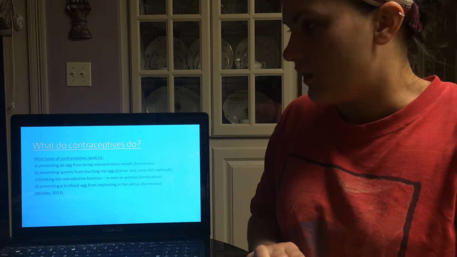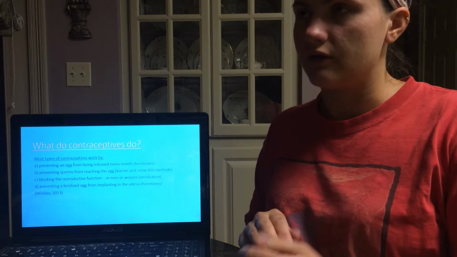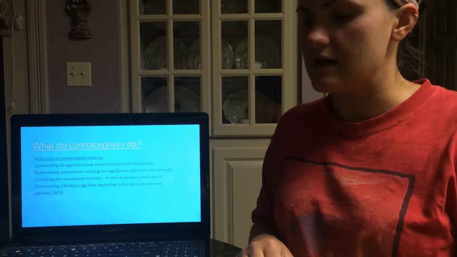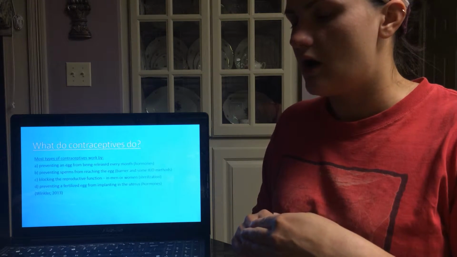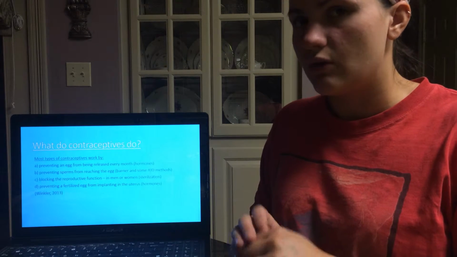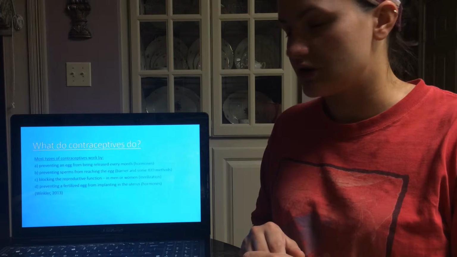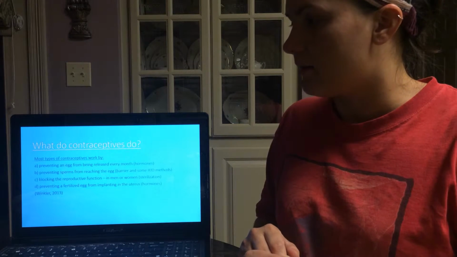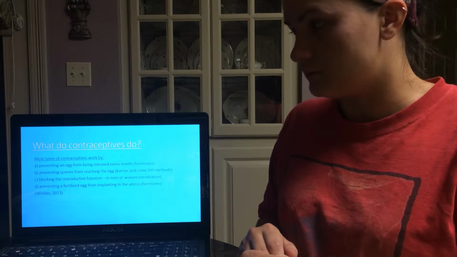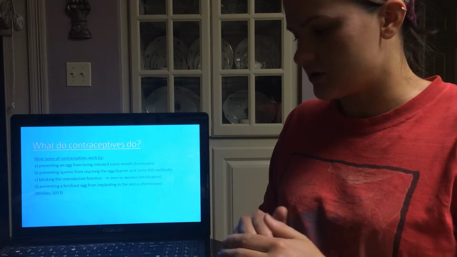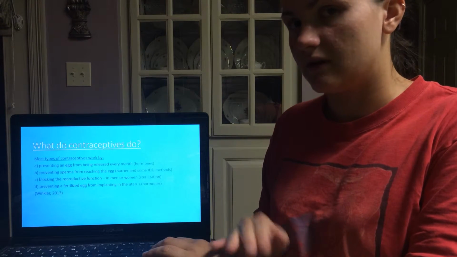Then we talk about what contraceptives do. There are many different kinds. We need to go over how they're administered, what changes they make within your body, and then also what side effects are going to be. Here I found, from a forum online, a short description of what the different types of contraceptives do.